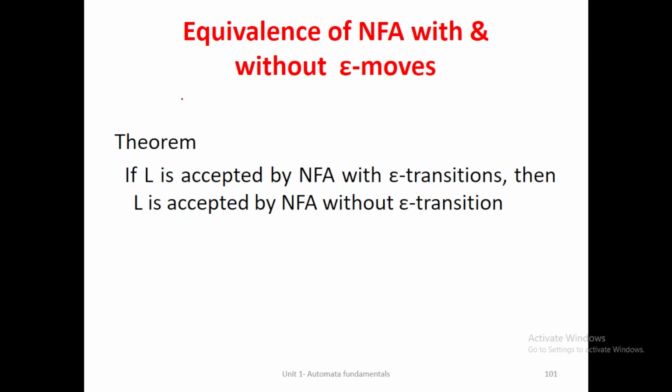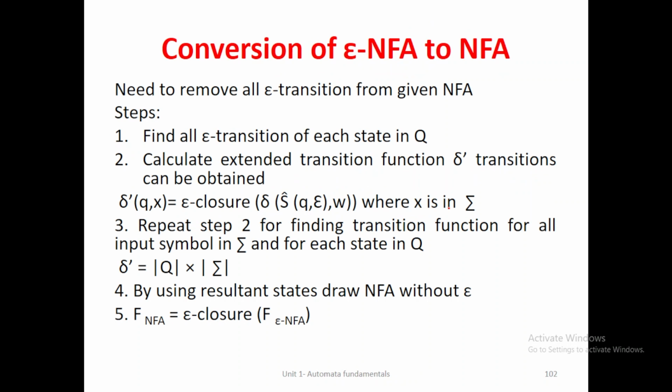problem is conversion of epsilon NFA to NFA. So the theorem says that if L is a language which is accepted by NFA with epsilon transition, so the meaning of this one is it's nothing but epsilon NFA. So if a language L is accepted by epsilon NFA, then the same language L should be accepted by NFA without epsilon. So this is the theorem. And these are all the steps that should be followed for proving the theorem.